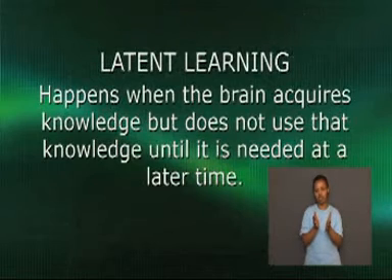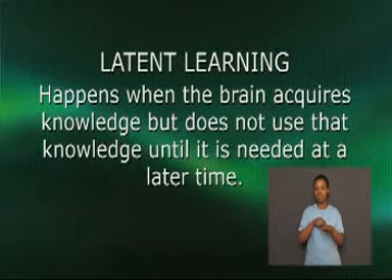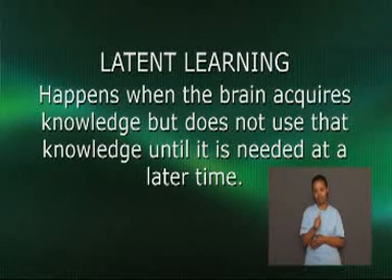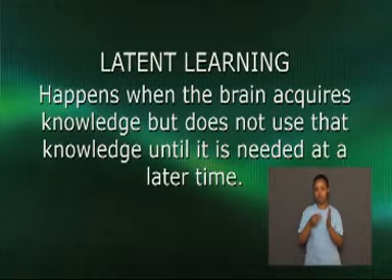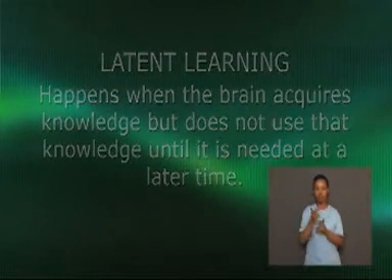Latent learning occurs when the brain acquires knowledge at a certain time without reinforcement, but does not use that knowledge until it is needed at a later time. The word latent means hidden. In latent learning, the knowledge that is being acquired is not apparent as it is taking place.